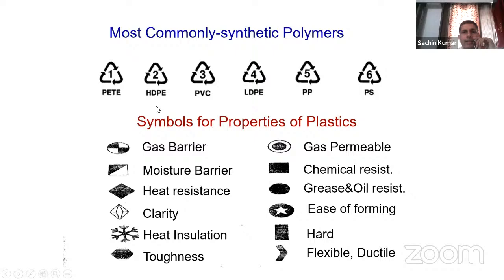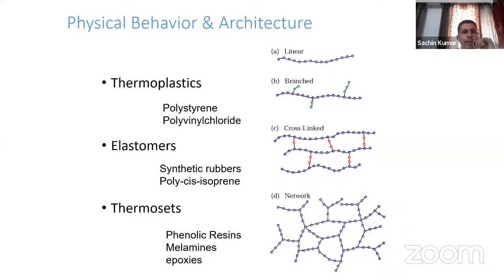Then on the basis of physical behavior and architectures. There are thermoplastic materials having linear or slightly branched chains. Elastomers having cross-links. Thermosets having a network-like structure which cannot be easily pushed apart. So they show non-melting behavior. That is why they are called thermosets.